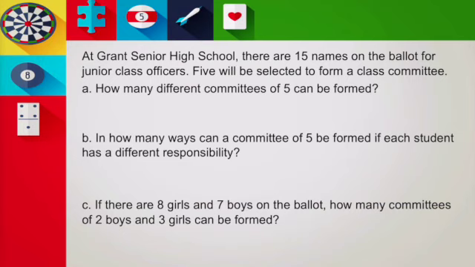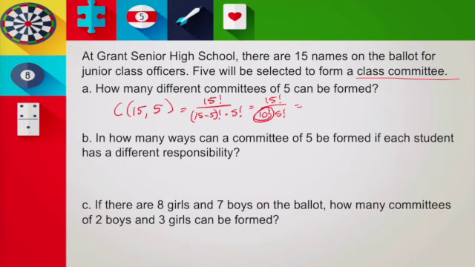At Grant Senior High School, there are 15 names on the ballot for junior class officers. 5 will be selected to form a class committee. So here, there's no indication that order matters. We're just picking 5, so that's going to be a combination problem. So combination of 15, choose 5. It's going to be 15 factorial over 15 minus 5 factorial times 5 factorial, which is going to be 15 factorial over 10 factorial 5 factorial.